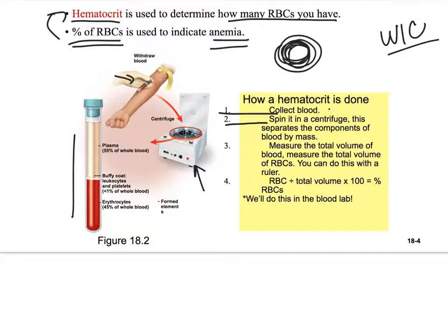Okay, so it separates the components of the blood by mass, and then what you do is take a ruler and measure it. You measure it in millimeters, so you just measure it with the ruler.